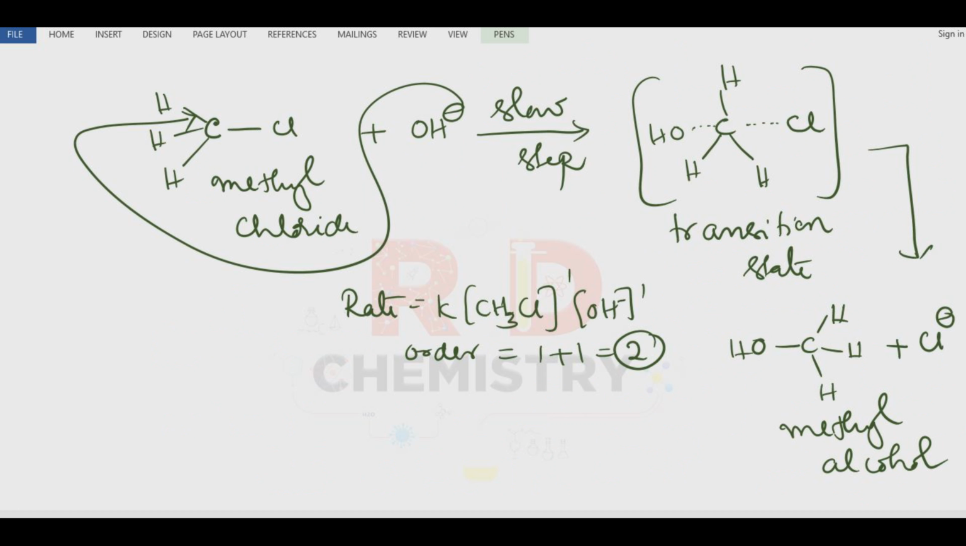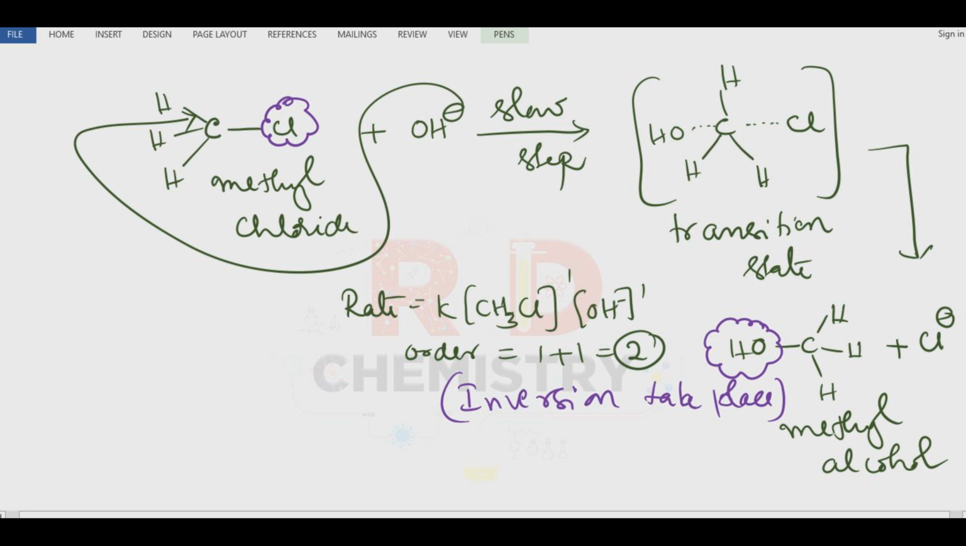Now see here, Cl was there on the right hand side. The new nucleophile comes and attacks on the opposite side. It goes on the left hand side. So what will happen now? This process is called the inversion process. Okay. So inversion takes place during the SN2 mechanism. Remember, during SN2 mechanism, inversion takes place.